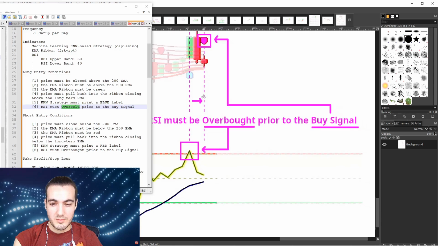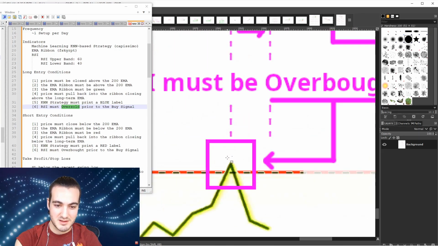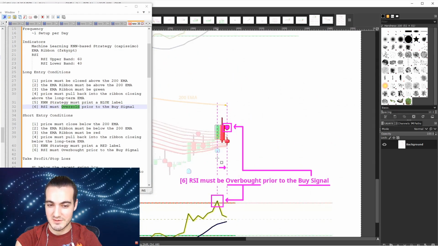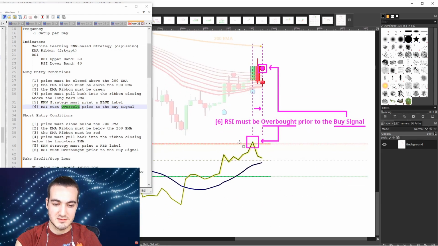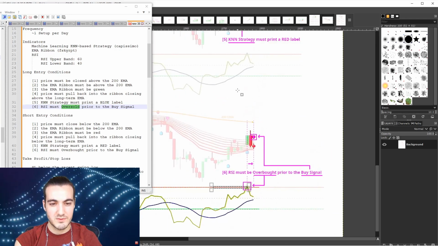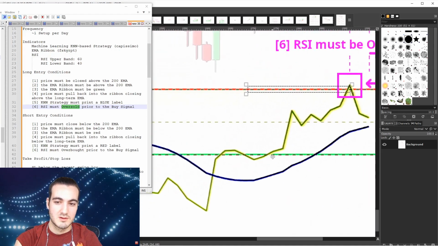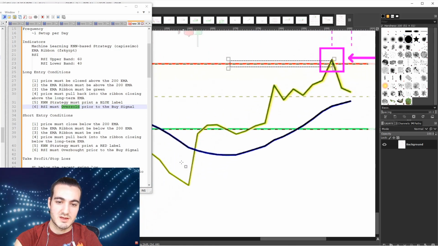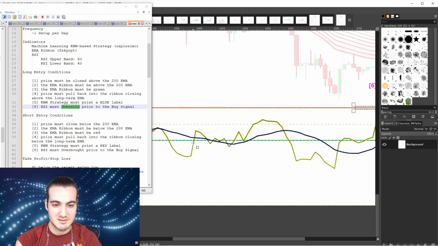RSI must be overbought prior to the sell signal. So in this case, again, we're 2 bars behind with the overbought. But he does show in another one of the examples in his video that the overbought or the oversold printed, I don't know, it was like 10 bars back. So not too far back, but same kind of thing here. We're moving from oversold to overbought, so there's a clear direction up, and then we expect maybe a clear direction down, hopefully, because that's what it does.